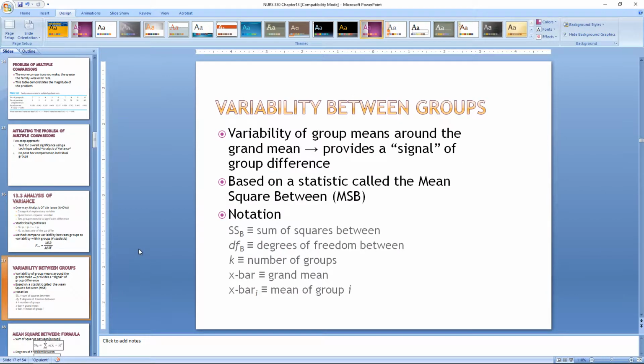So, our variability between groups. The variability of group means around the grand mean provides a signal of group difference. This is based on a statistic called the mean squared between. So here's our MSB, mean squared between. We have a couple of notations here, some of which you've seen before: SS, sum of squares, with a subscript B for between; our degrees of freedom with subscript B for between, degrees of freedom between; K is the number of groups; our X bar is the grand mean, and our X bar I is the mean of group I, or whatever group we are measuring. And what this is doing is measuring the mean squared between the groups.